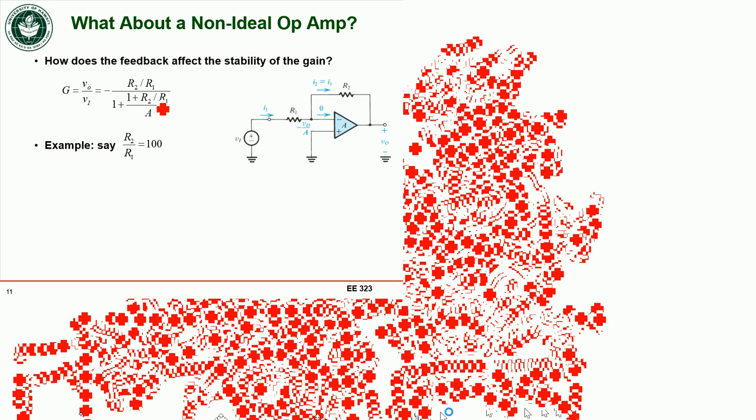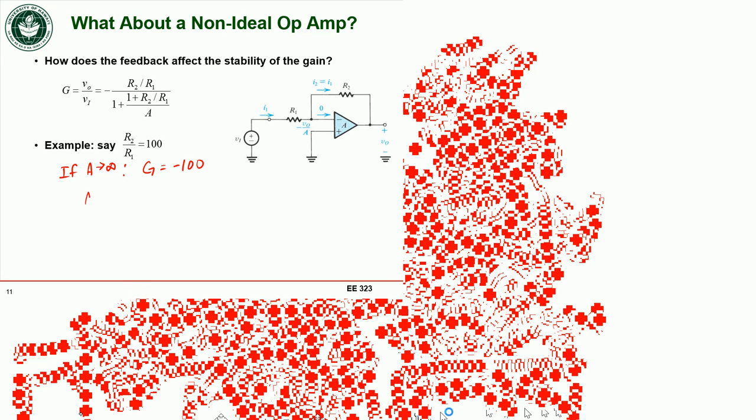Okay, so we're going to start off with that equation from the previous slide that includes the finite gain term. And let's say that we have a ratio of R2 to R1 of 100. Okay, so that means if I have my ideal case, what's my gain? It's negative R2 over R1, so it'd be negative 100.